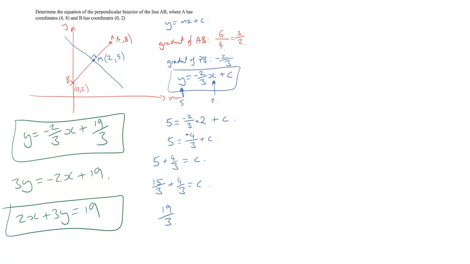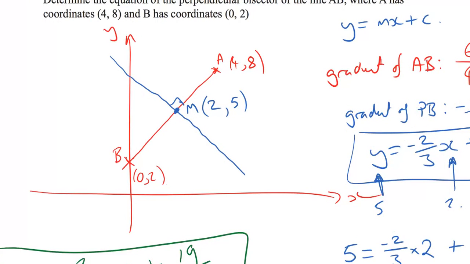Okay, so in summary, what we are doing is we are going to find the gradient of the two original points. We're then going to find the negative reciprocal of that gradient and write that down. We're going to put that into the form y equals mx plus c. After you've done that, you're going to find the midpoint of the two original points and then substitute that into your equation to find out c. Then you're going to get that final answer. Good luck with your questions.